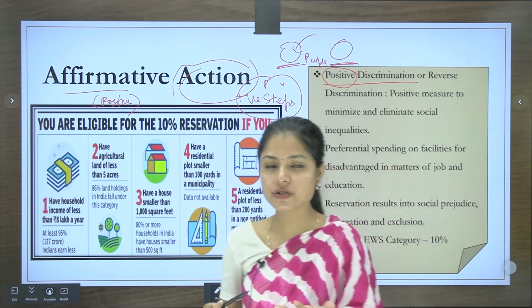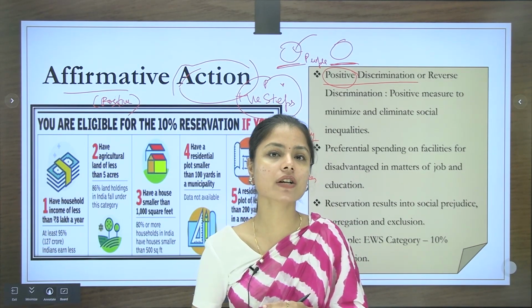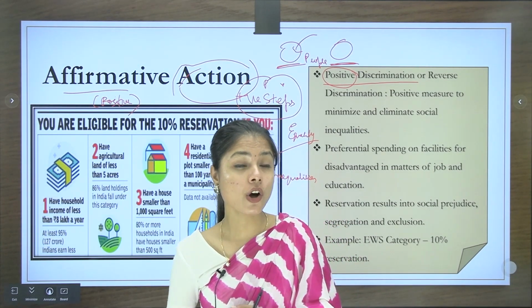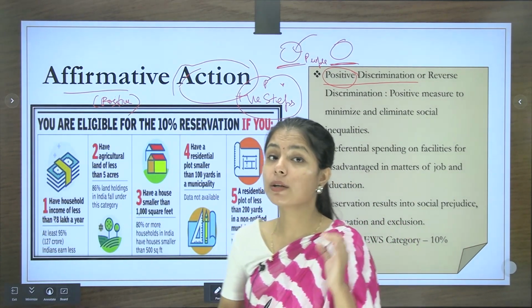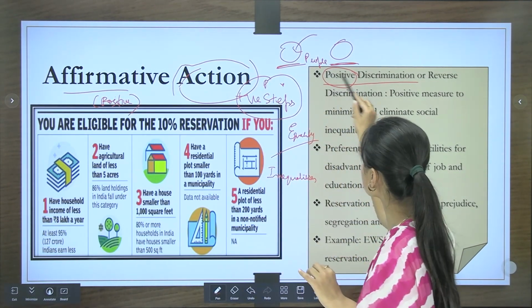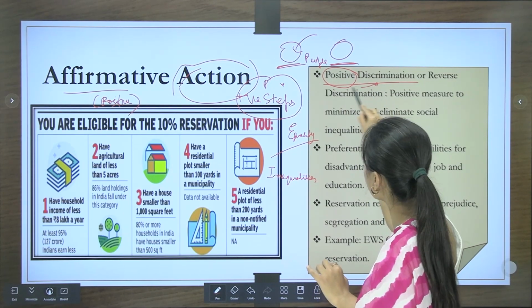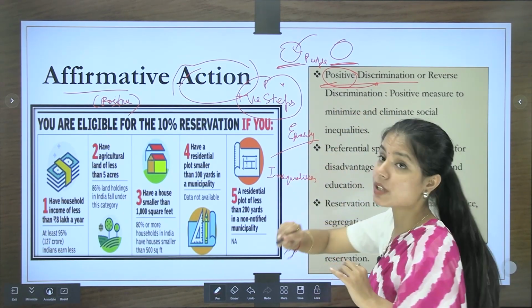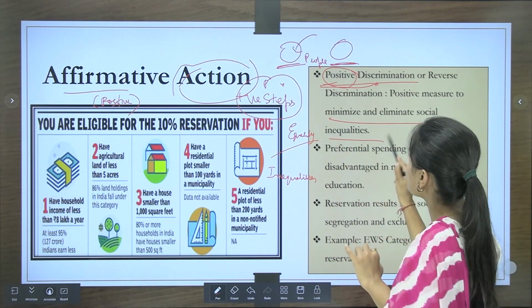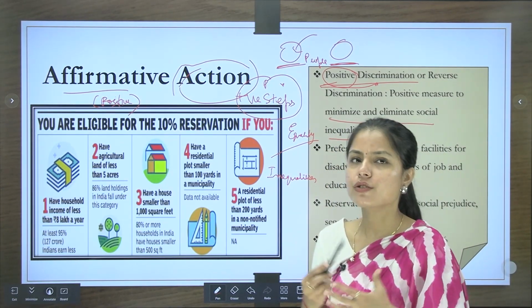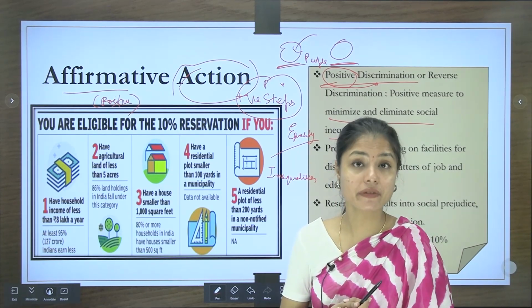Maybe generation to generation, maybe they are disadvantaged due to their economic status, or maybe they are disadvantaged due to their gender identity. The point here is, when you are doing this, you are discriminating, but it is a positive discrimination because you are doing it to minimize and eliminate social inequalities. So a very good example of it is reservation.